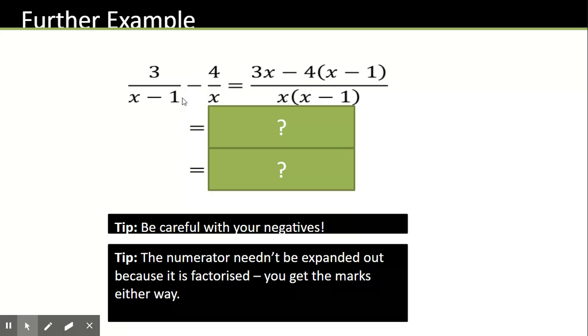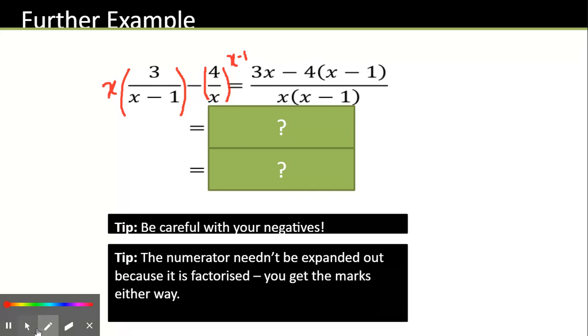Here we are multiplying 3 over x minus 1 by x, and 4 over x by x minus 1. Now, as x is unknown, I can't find the lowest common multiple, so I'm finding the common multiple by multiplying the denominators together. 3 multiplied by x gives you 3x, minus 4 multiplied by x minus 1.